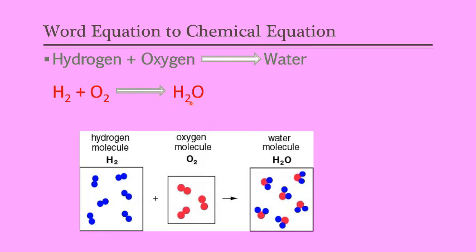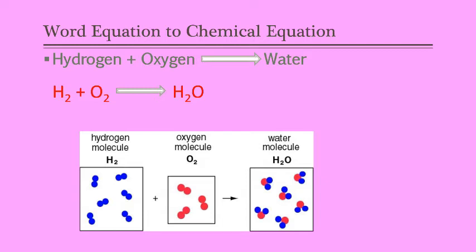Remember, for the elements in the equation, we use atomicity, and for the compound in the equation, we use valency. In this equation, hydrogen and oxygen are elements and water is a compound. The hydrogen symbol is H and its atomicity is 2. So one molecule of hydrogen is represented by H2. Similarly, the oxygen symbol is O and its atomicity is 2. So one molecule of oxygen is represented by O2.